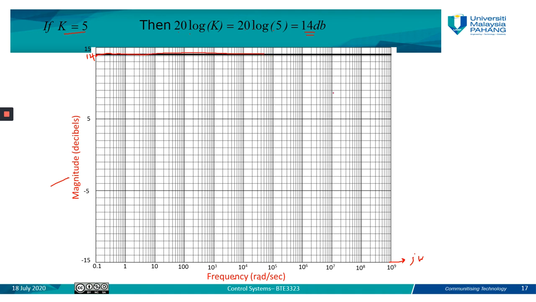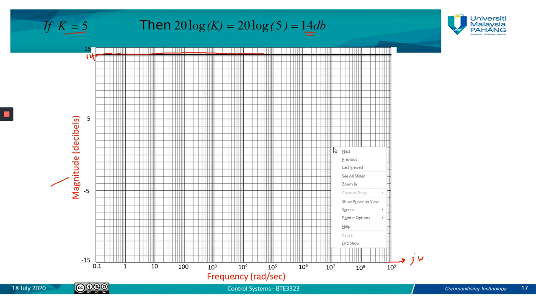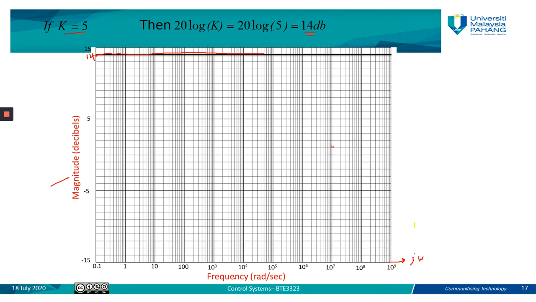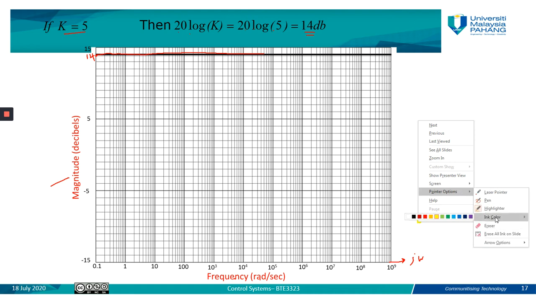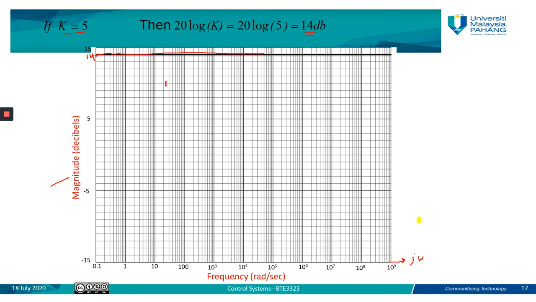So this will be the Bode plot for the value of the gain, as you can see here. The Bode plot for the magnitude, or log magnitude, will be a line with one constant value, which is 14 dB. This is for the magnitude.